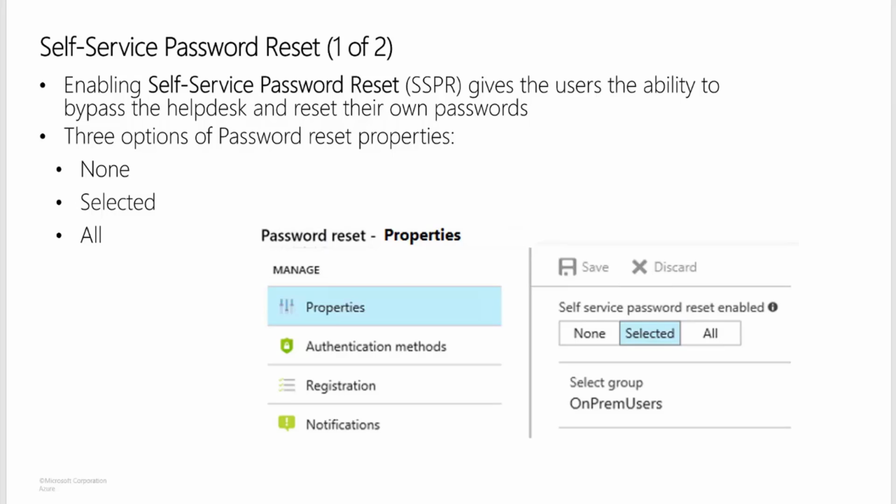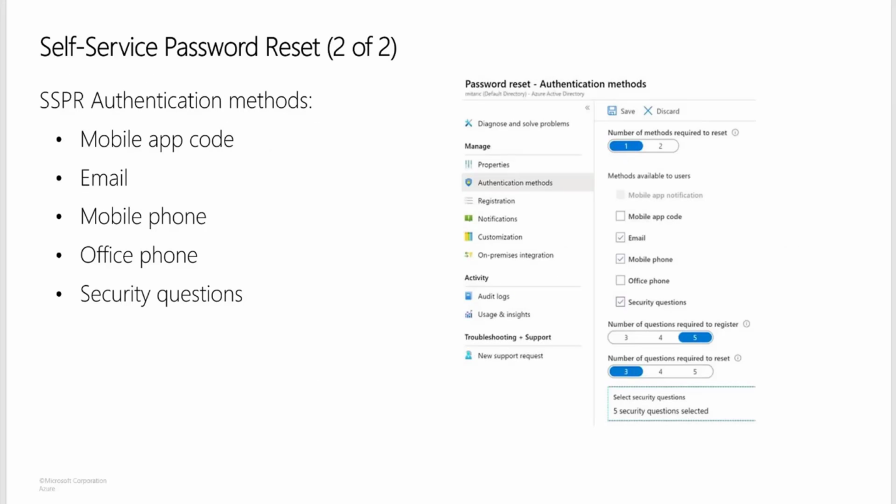You can have self-service password reset enabled for none, for a selected group, or for all. This completely depends upon how you manage your users and what kind of permission they need. Sometimes you don't need people to reset their passwords at all. In that kind of scenario, you can go for selected and have just the groups that need self-service reset.